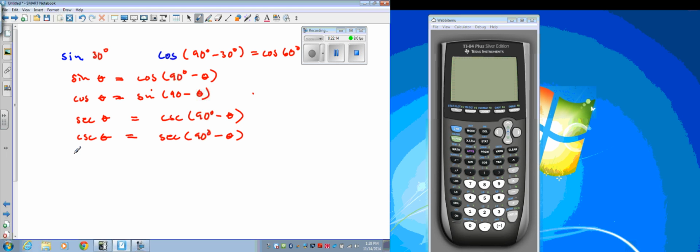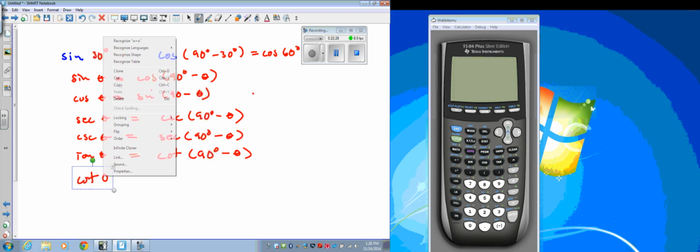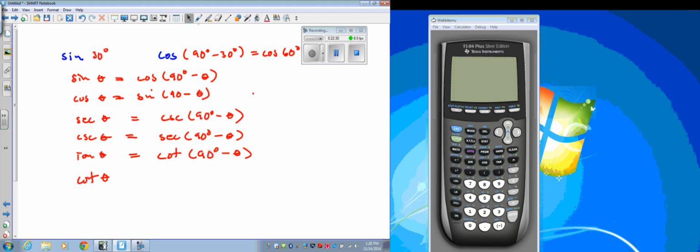And then tangent, cotangent, right? You go tangent, then its cofunction is cotangent of its complement. And if you have cotangent first, it's just saying that you can write these things either way, whichever one you have, tangent or cotangent, you can write the cofunction of the complement.